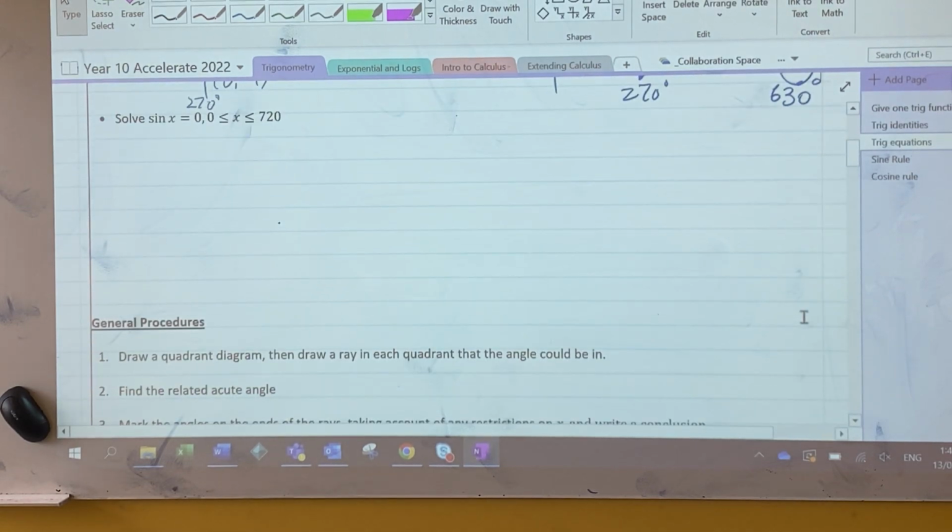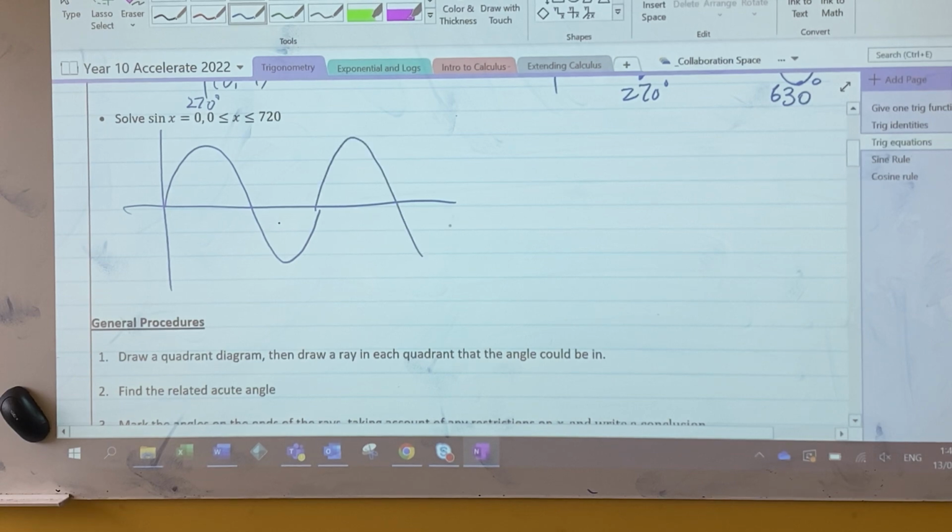Next question. Sine x equals 0, pretty much exactly the same sort of thing. I just put in another question to practice. So we can think that's 360. I didn't draw very well. That's one cycle, that's another cycle. So when does sine x equal 0? At 0, 180, 360, 540, 720. Make sense? So basically 5 answers.